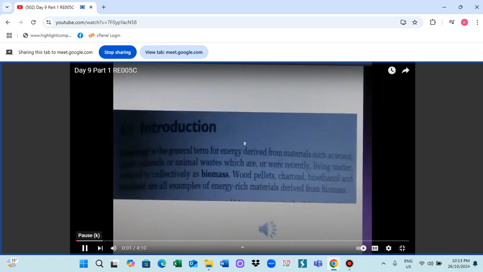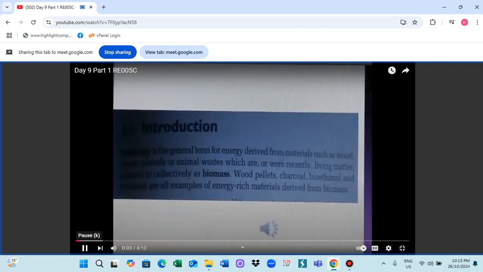Now we're talking about bioenergy. Bioenergy is energy derived from materials such as wood, straw, rice, and animal waste, which are often recently living matter. They are collectively known as biomass. Wood pellets, charcoal, bioethanol, and biodiesel are bioenergy-rich materials.